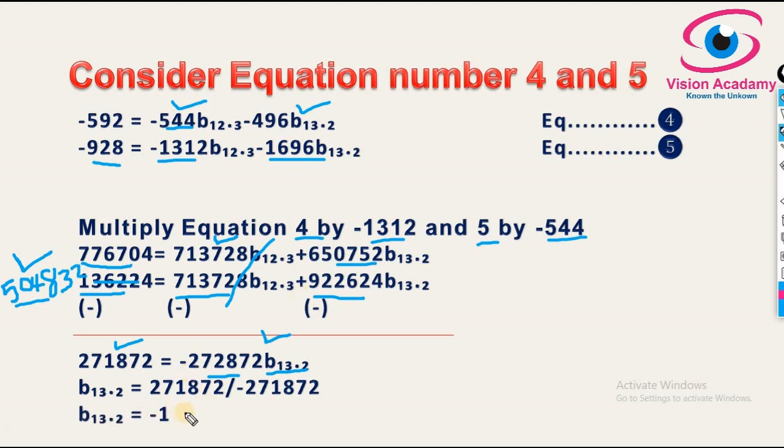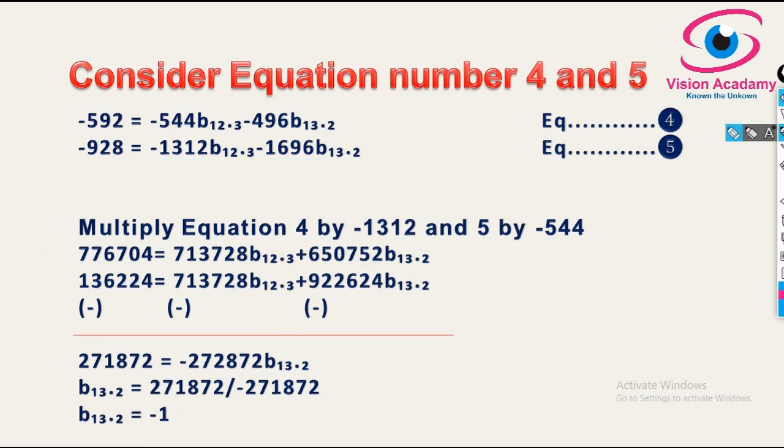So in the normal equations we had three values, that is A1.23, B12.3, B13.2. Out of these three values we derived one value. So after deriving one value we can put that into an equation and we can derive one more value.